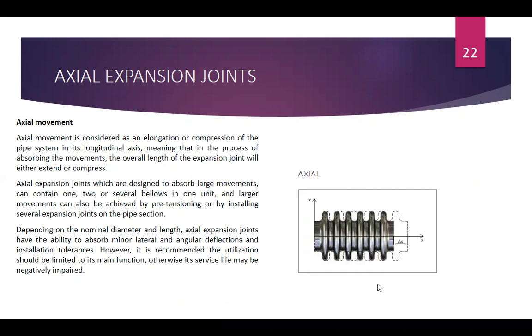Axial expansion joints, which are designed to absorb large movement, can contain one, two, or several bellows in one unit, and larger movements can also be absorbed by pretensioning or by installing several expansion joints in the pipe section. So depending on the nominal diameter and length, axial expansion joints have the ability to absorb minor lateral and angular deflection and installation tolerances. However, it is recommended the utilization should be limited to its main function. Otherwise, its service life may be negatively impaired.